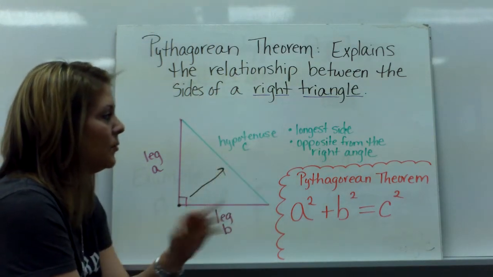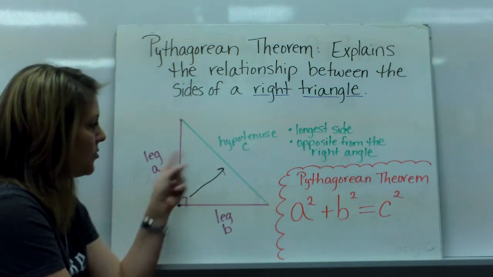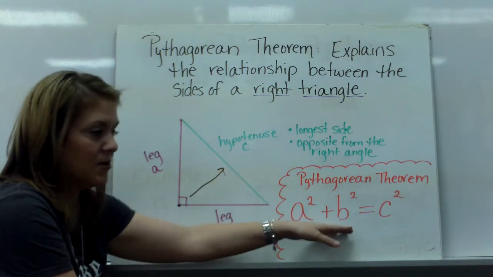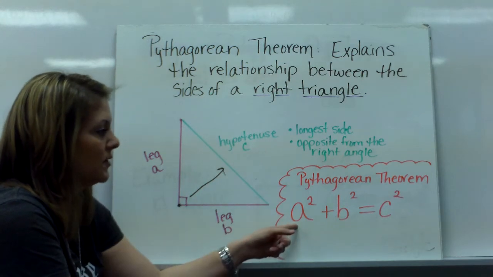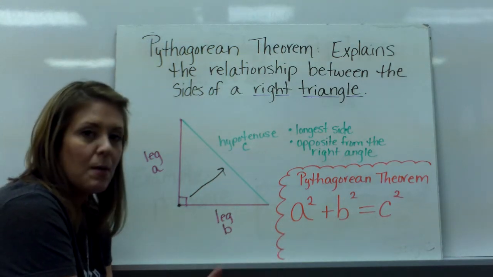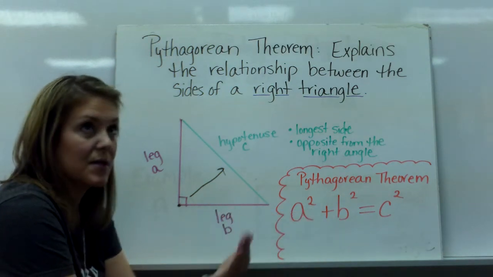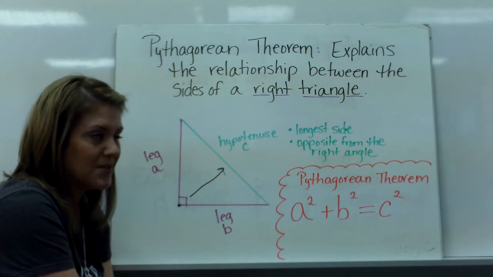And something very important to remember, it's always the longest side. So out of the three, the hypotenuse will be the longest. And it's C in our theorem. And, very important, the Pythagorean Theorem itself: A squared plus B squared equals C squared. So those are actually exponents of 2. A squared plus B squared equals C squared.